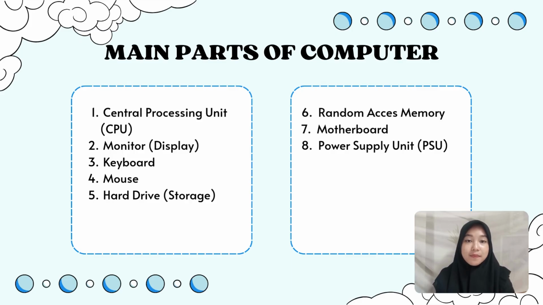Then there's random access memory, which temporarily stores data that the CPU needs while it's working, helping to speed up the process. The motherboard is the main circuit board where all the components are connected and communicate with each other. Lastly, the power supply unit provides the electrical power necessary for all the computer parts to function properly.